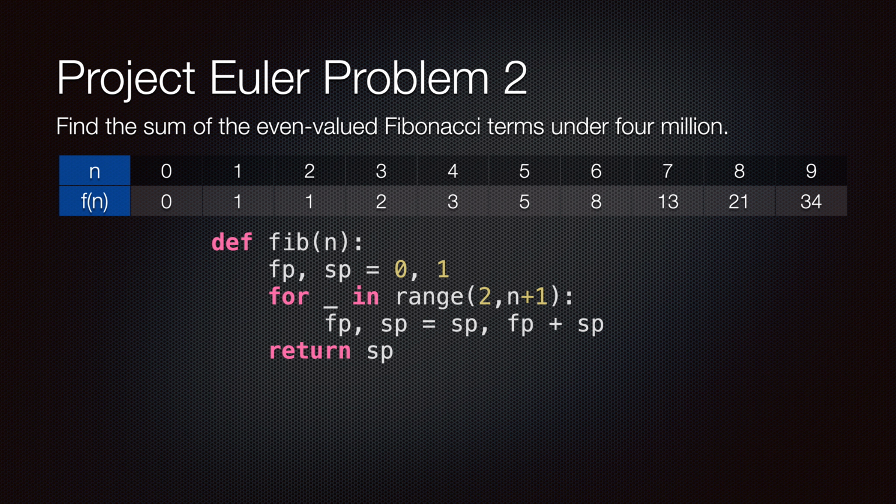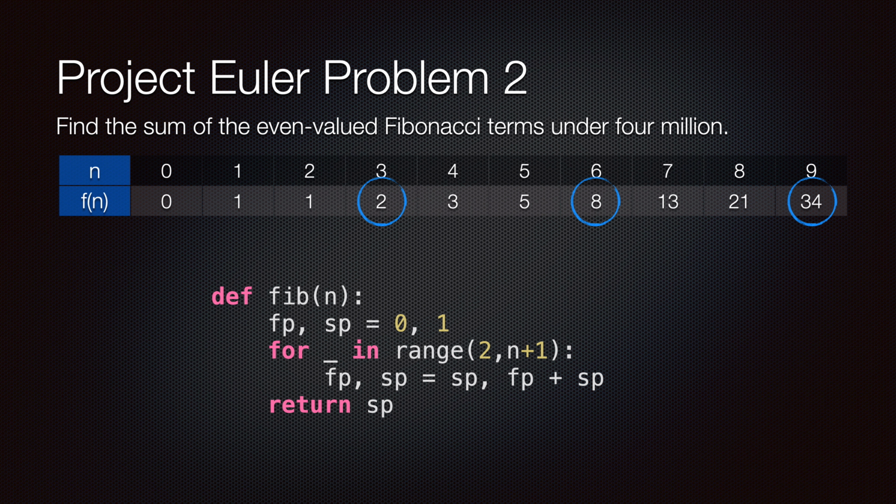And this is tabulation, and the second part of today's dynamic programming. And by the way, this function runs in constant space, unlike our recursive function. Now we're ready to take a look at the even-valued Fibonacci terms.